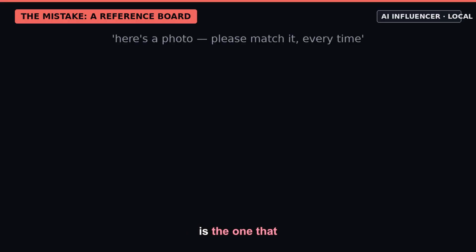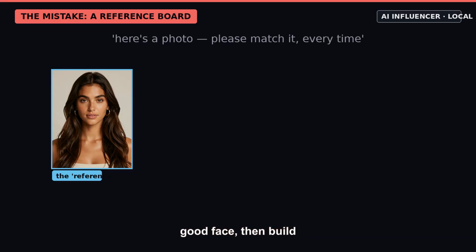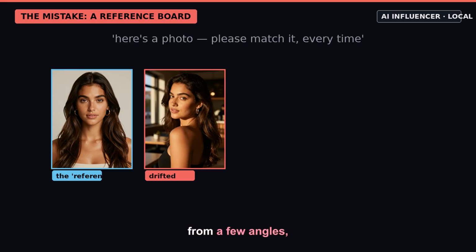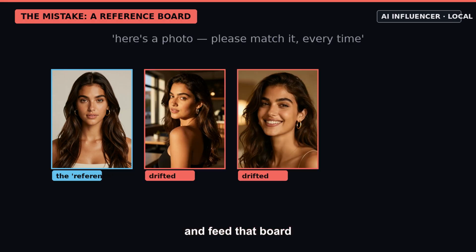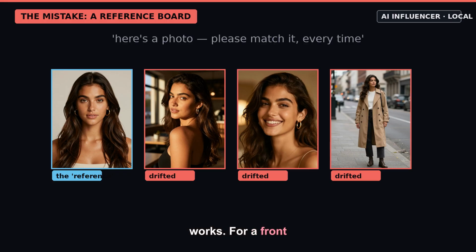Station 1, and this is the one that separates a real character from a party trick. The popular method goes like this. Generate one good face, then build a character board, a grid of that face from a few angles, and feed that board back in as a reference every time you make a new image. And it kind of works. For a front-facing portrait, in the same lighting, it holds.